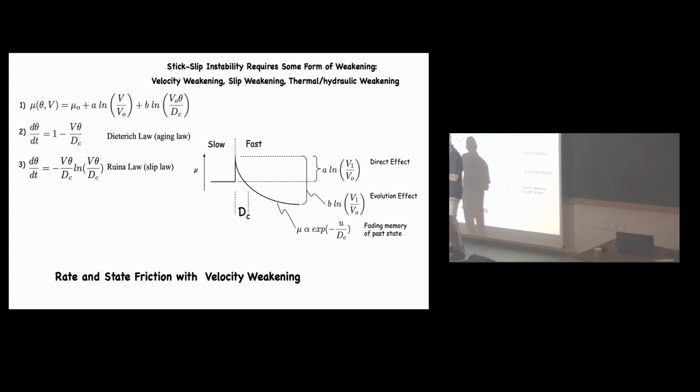They were introduced at the same time in different ways, but Ruina was really influenced by the work of Ernest Rabinowicz, which I'll talk about in a few minutes, and really thought that the only way you could evolve the state was by having some slip occur.